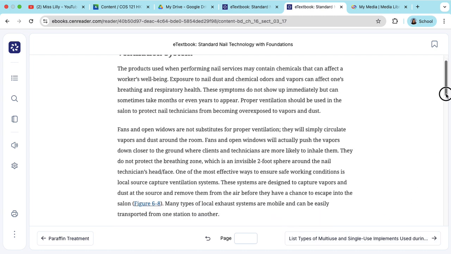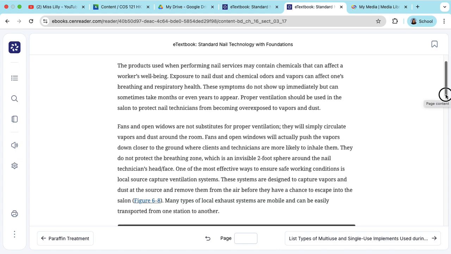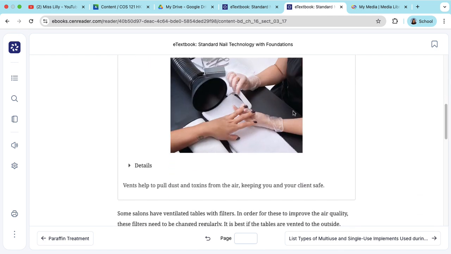Ventilation system. Ventilation is really important so we don't smell all those chemicals, and those chemicals and vapors don't stay in the same place. It can cause breathing and respiratory problems. We need proper ventilation. Fans and open windows are no substitute for proper ventilation. Here we see an example of a vent. Nowadays, we have those incorporated on tables.